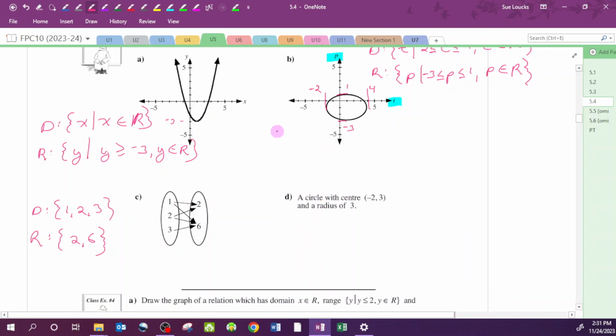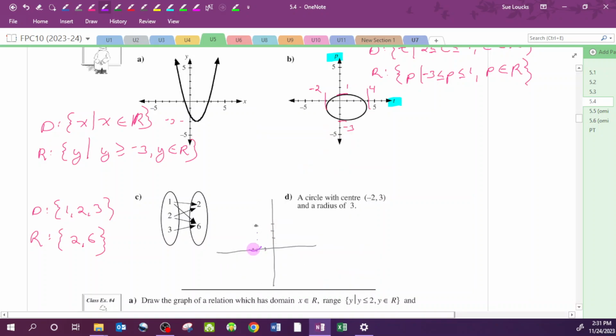Okay, this one we have to actually draw. We have to figure this out. So here's my circle, and I've got the center at (-2, 3). So I'm going to go back 2 and up 1, 2, 3. So it's about here. There's the center of my circle. And my radius is 3. So I'm going to come down 3, 1, 2, 3. That's going to be the bottom of my circle here.